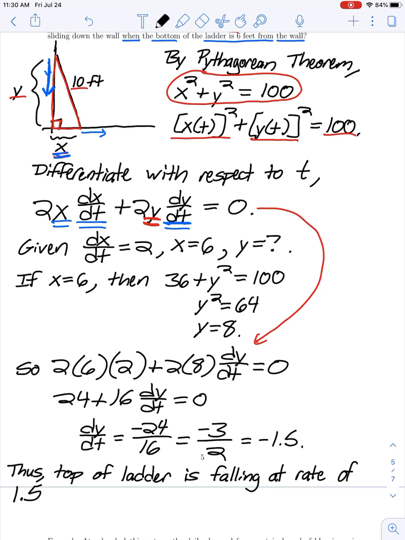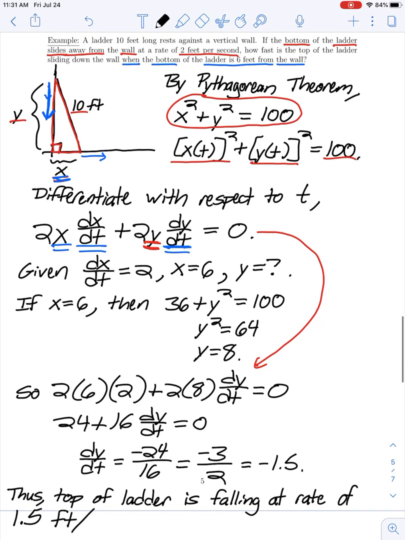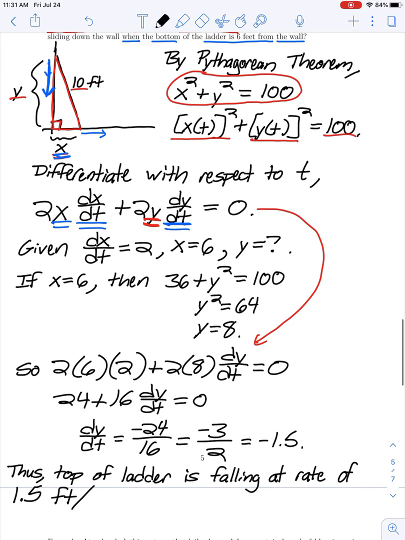And let's think about what we were measuring in here. So everything was being measured in feet. So our distance y is in feet per, what was our unit for time? In the problem, everything was being measured in seconds. So feet per second. Okay.